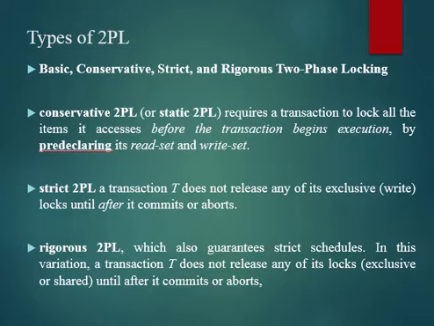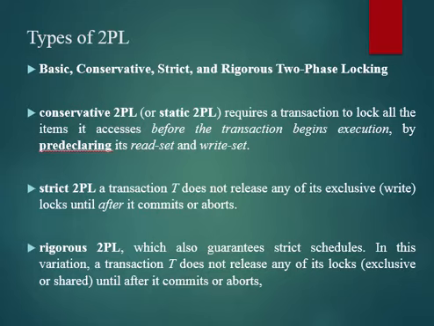So strict 2PL: a transaction T does not release any of its write locks until after it commits or aborts. We know that in the basic 2PL, after the growing phase, it starts to unlock all the locks, whether it is a write lock or a read lock.